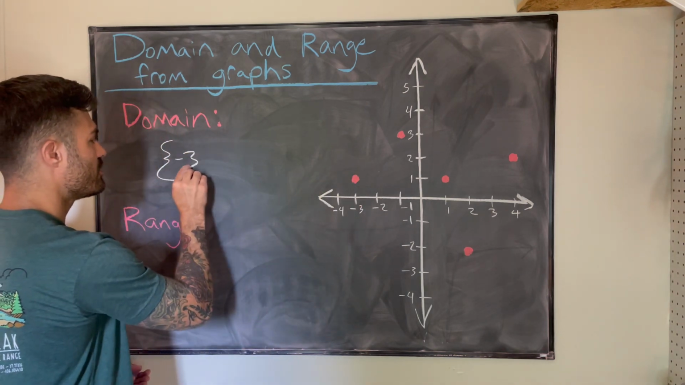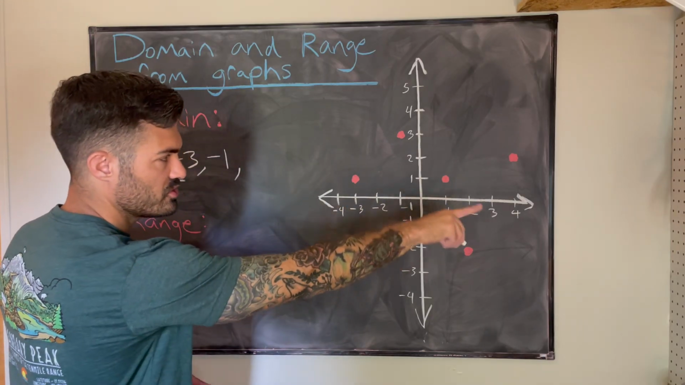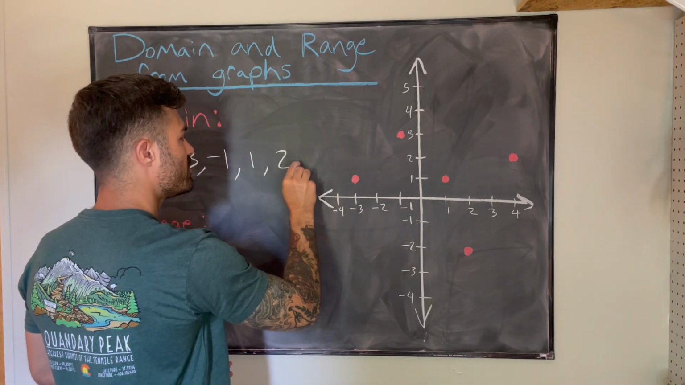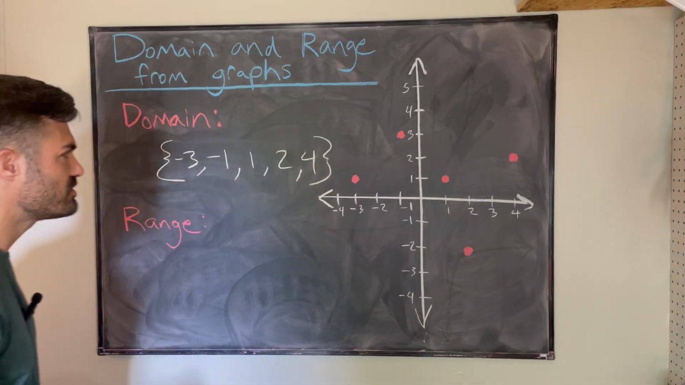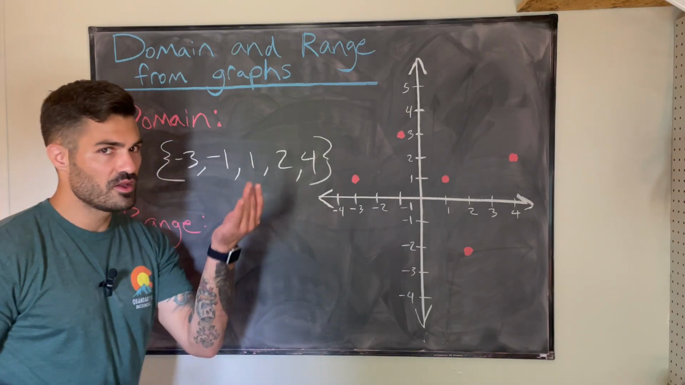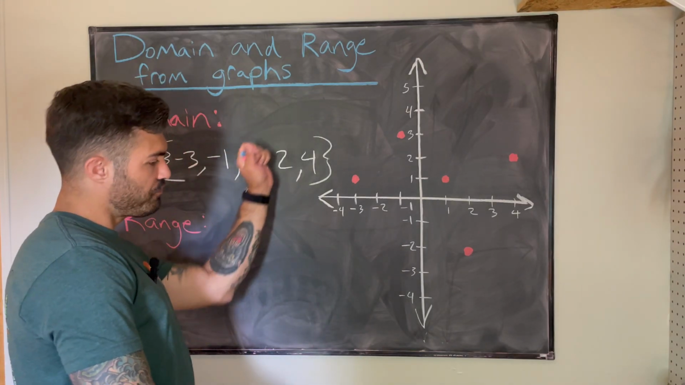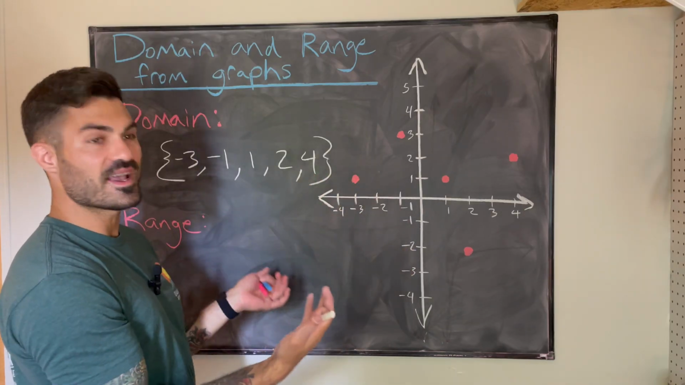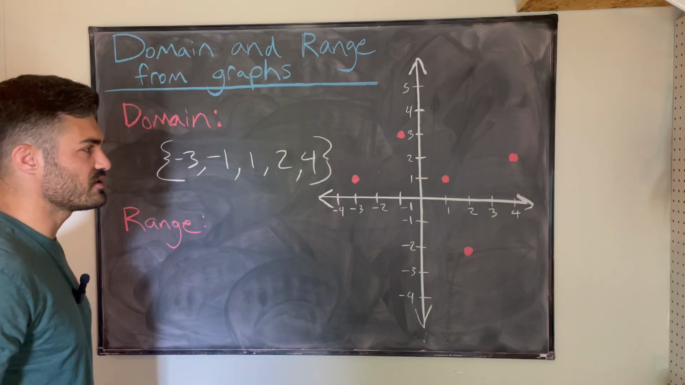-3 is an x coordinate. -1 is an x coordinate. 1, 2, and 4. We like to list them in order. If you don't, it's not wrong, but we just like to whenever we can. Boom, that's the domain. There's no way to express this in intervals. We don't have any intervals. Intervals mean from this to this. These are all just isolated points. So this is really the only way to express the domain of this function.